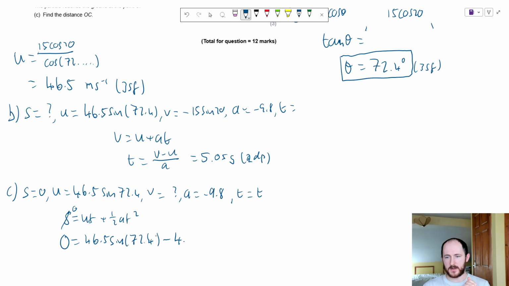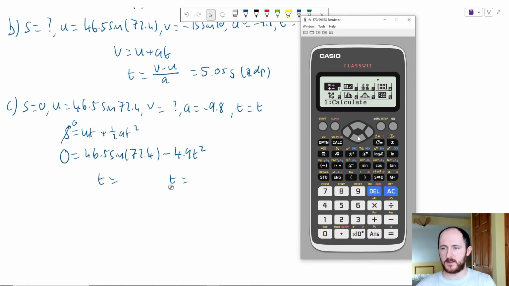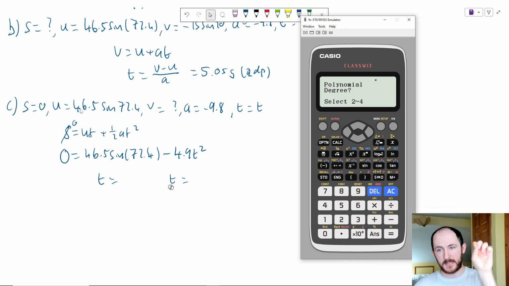That'd be minus 4.9t². Why is it 4.9? Because it's half of 9.8. I've done that so many times that I now have it ingrained in my brain. You can use your calculator to solve this. That's completely legit, because the main point of the question isn't solving the equation. It's getting the variables and substituting into the right equation.